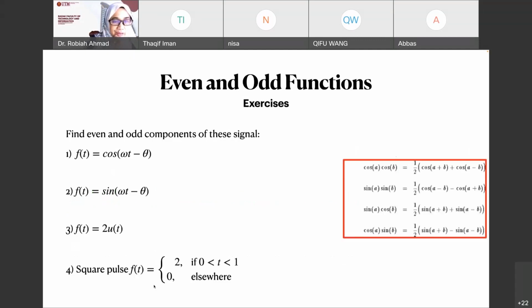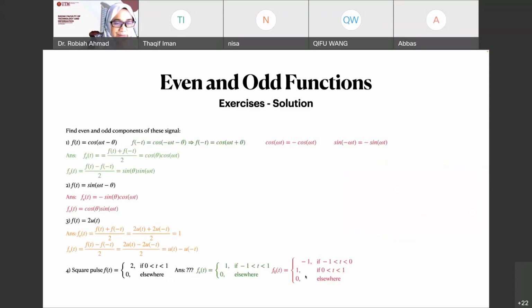So I have an exercise here, tapi dah ada jawapan. Okay. So all this sepatutnya kalau face to face, I ask students to do in class lah. Tapi tak apa, dah ada jawapan di sini. So please try without looking at the examples, and then apply these red boxes here. So you should come up with the answer here lah. Okay, so boleh try.